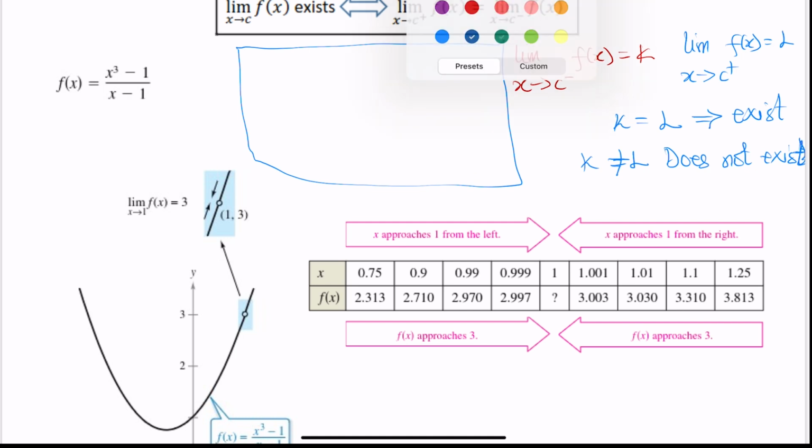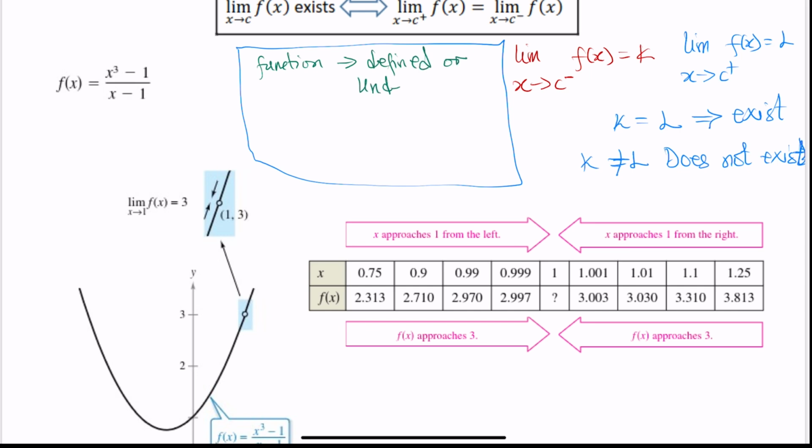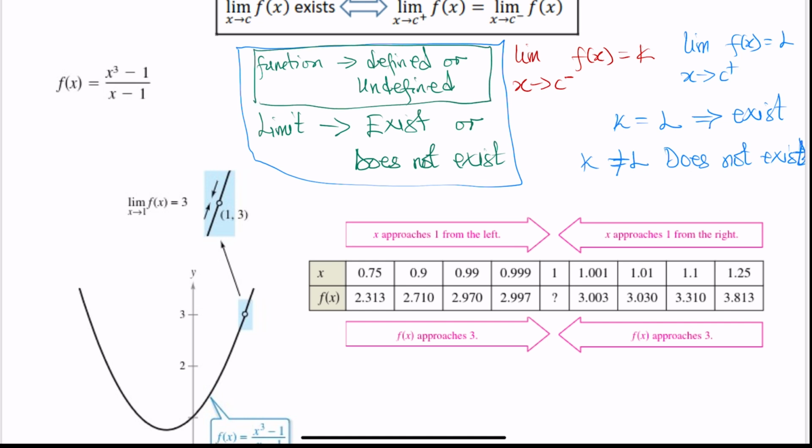The two other terminologies I would like to look at here is a function. Now a function is either defined or undefined, and a limit either exists or does not exist. So these are the two terminologies that you need to know. When do we say a function is defined? A function is defined if we have a value for that particular function at a particular point.